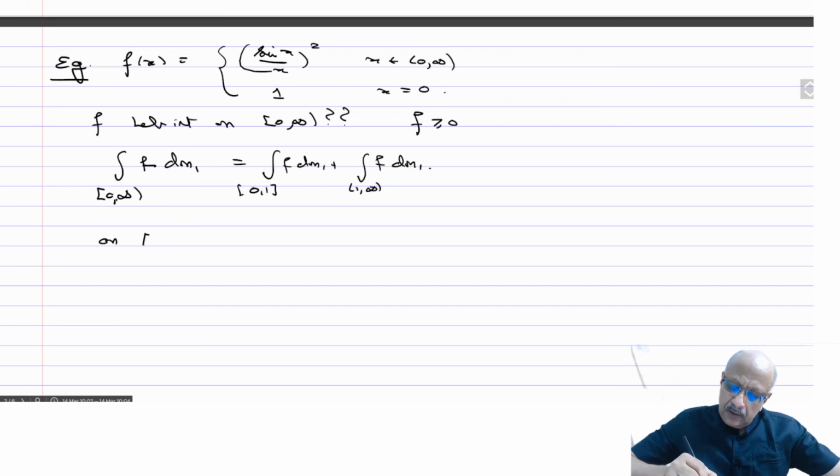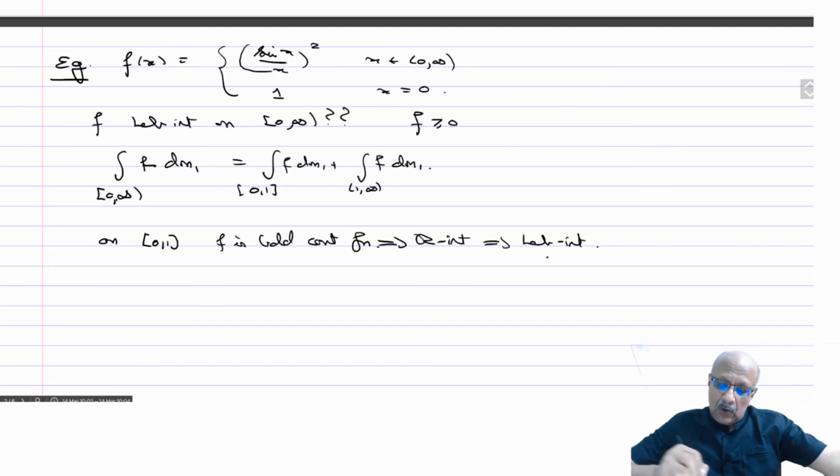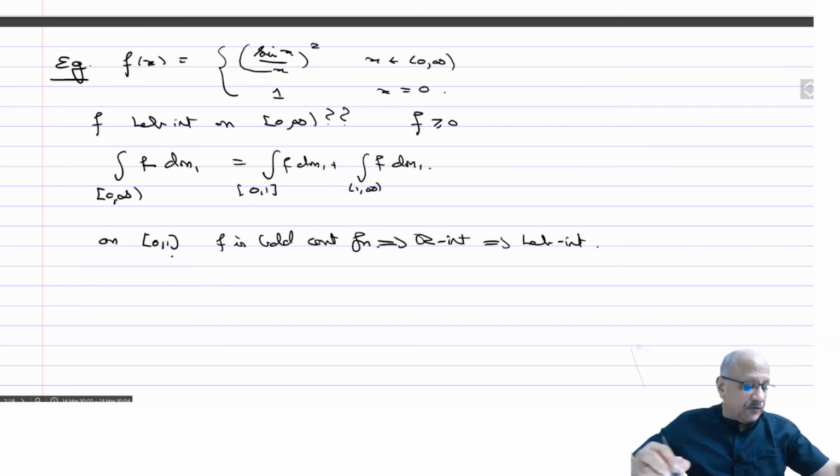On 0, 1, f is a bounded continuous function, because sin x by x converges to 1 as x tends to 0. So you have continuity and you have a finite interval. So you have a bounded continuous function, which implies Riemann integrable, which implies Lebesgue integrable. So it is Lebesgue integrable on 0, 1. Now what about 1, infinity?